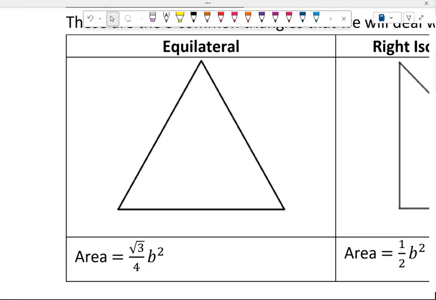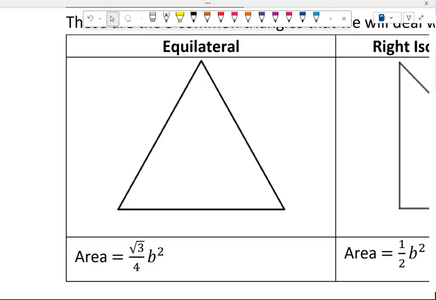I'm going to go ahead and show you how those areas are derived so you know where they come from. However, once you know where they come from, you can just use the areas. These area equations are ones that I would recommend that you commit to memory at some point. Okay?